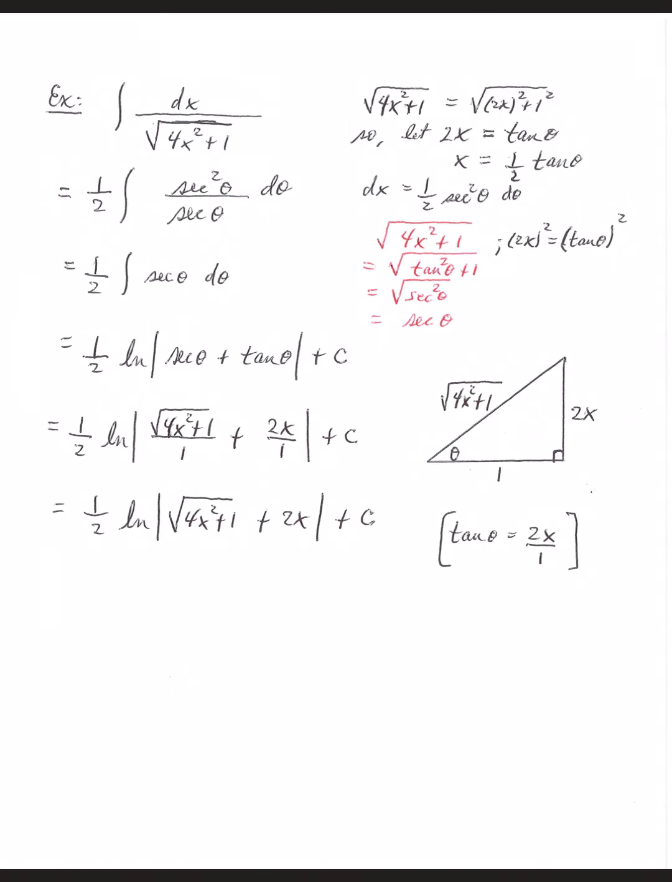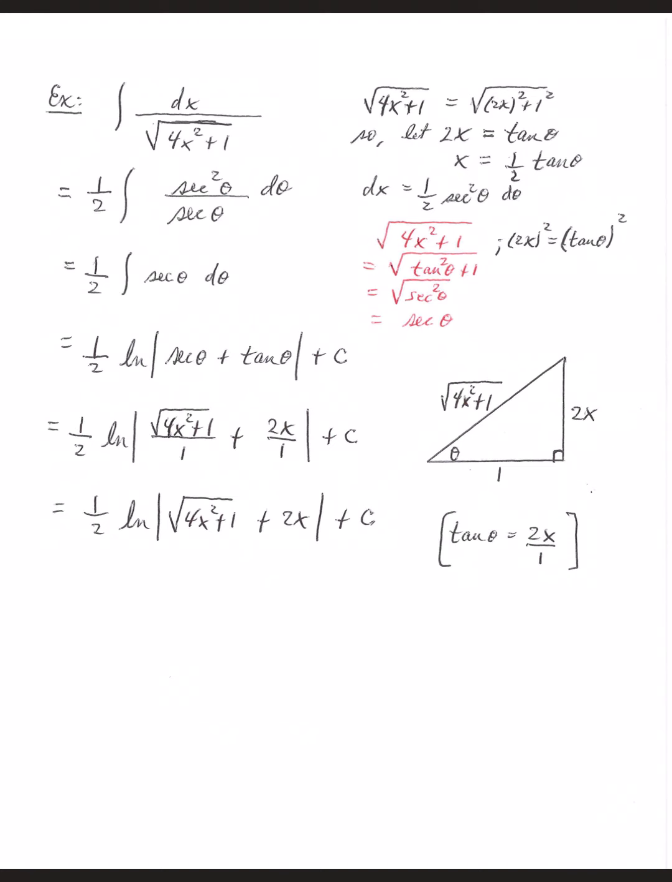That's where I made this substitution in the denominator. Up top, the 1/2 secant squared theta d theta, that all was the replacement for dx. This radical in the bottom simplified to secant theta. Now cancel a secant from top and bottom, and you're left with 1/2 times the integral of secant theta d theta.